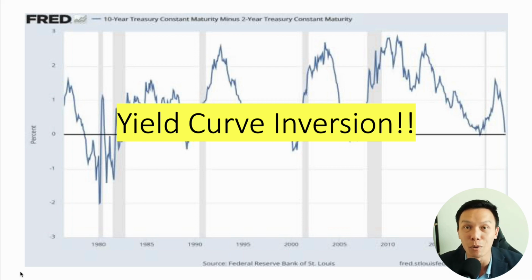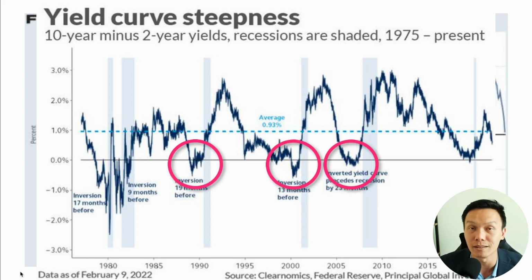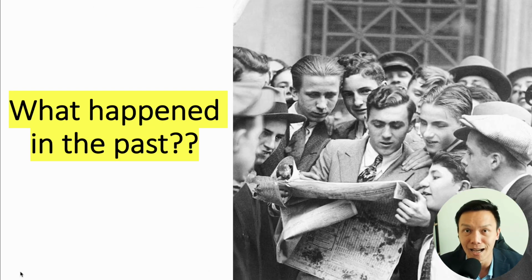Now, I believe most of you, when you look at this picture, will find it very familiar. That's basically when the long-term bond yield is yielding less than the short-term bond yield. And in this case, we're comparing the 10-year bond to the 2-year bond. Now, more importantly is this: understand what happened in the past when the yield curve inverts.